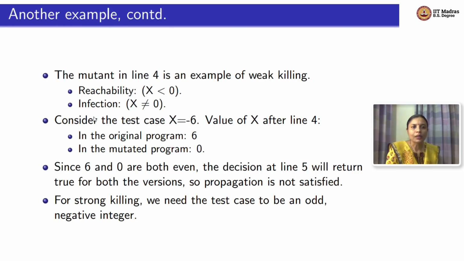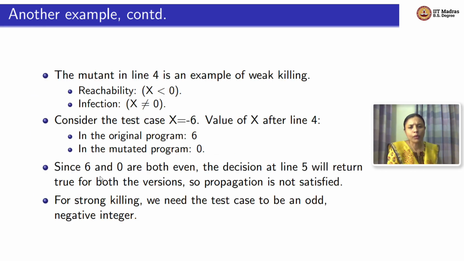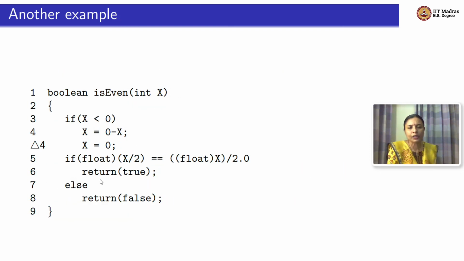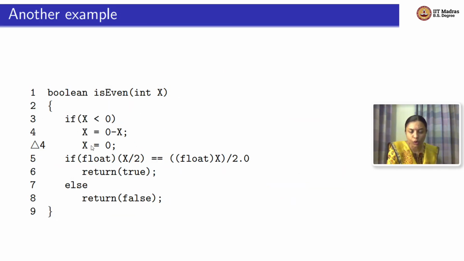That's fairly clear. Now, suppose I give a test case -6. Then in the original program, if it's a negative number, line number 4 will make it 6. The mutant will make it 0. So 6 and 0 are both even numbers, so line 5 will return true for both. Output will not be distinguished. Even though the state at the place of mutant 4 is different, because x becomes 6 in one case and x becomes 0 in the other, the output stays the same. So this is an example of weak killing.